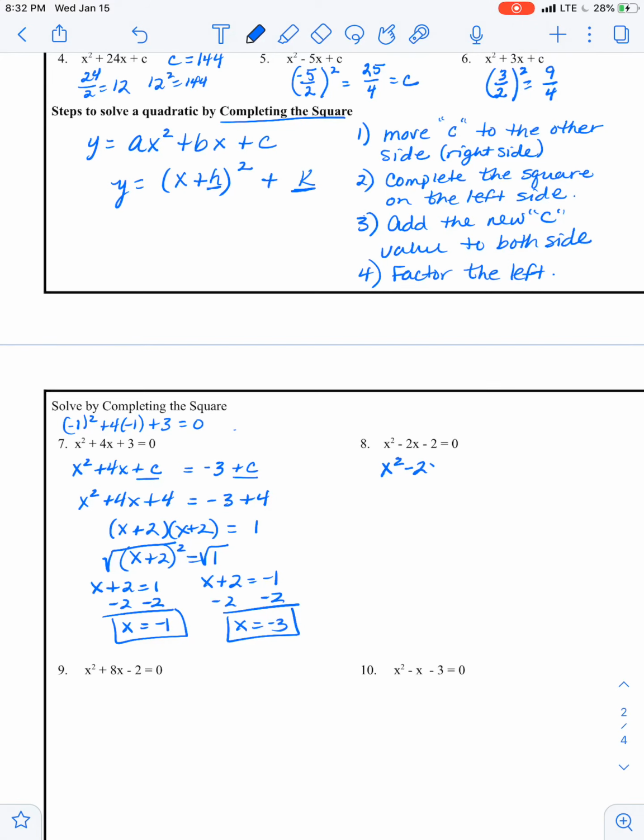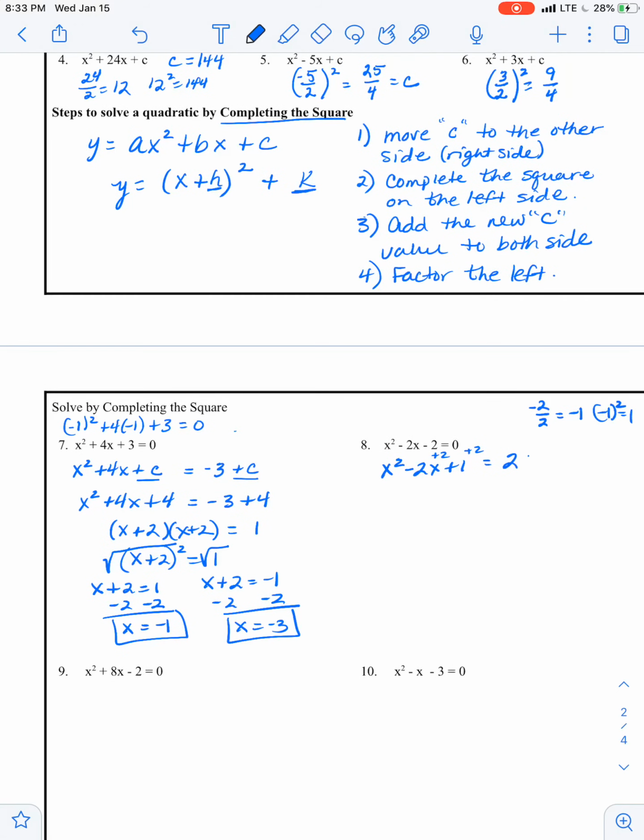Okay, if you need to put plus 2, be sure you do it correctly. You are moving it over, okay? Now I am going to complete the square on the left side. That means to take the negative 2, divide it by 2, okay? And if you need to come out to the side to do that, I get a negative 1, and then square that result, and I get 1. So I'm going to add 1, and as it said, add the new c to both sides.